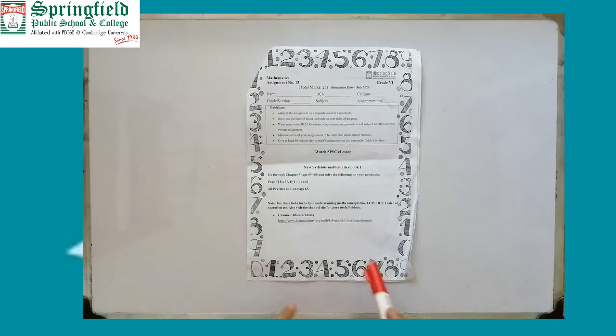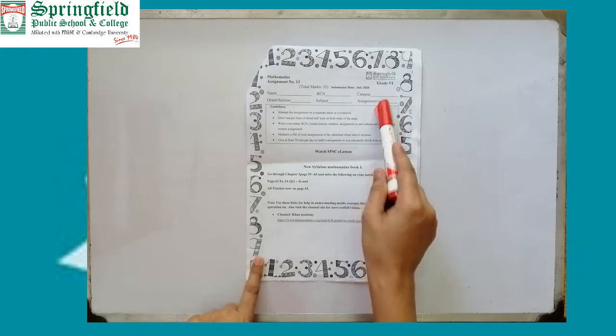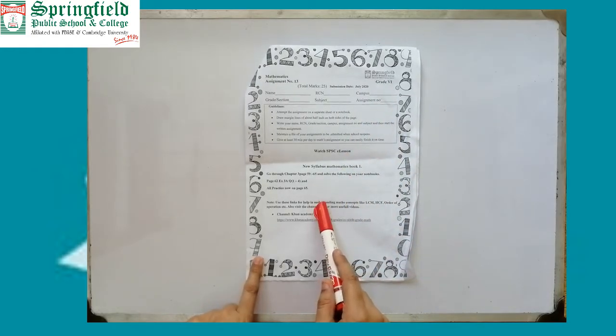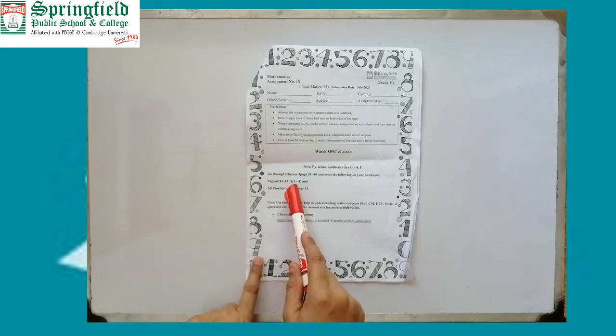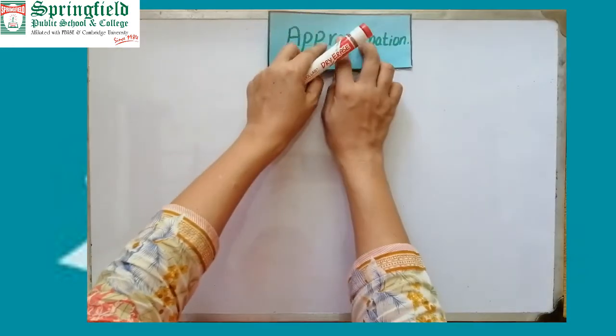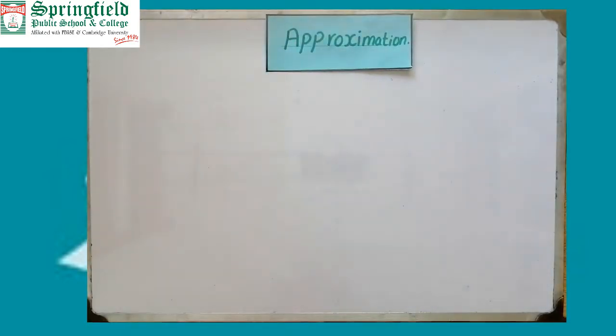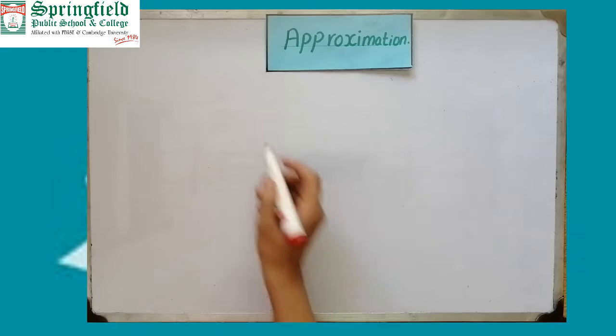Students, now we are going to solve math assignment number 13 of grade 6. In this assignment we will start chapter number 3, and the name of chapter 3 is approximation and estimation. So today we will discuss just approximation, how we can approximate a number and what is the exact meaning of approximation.